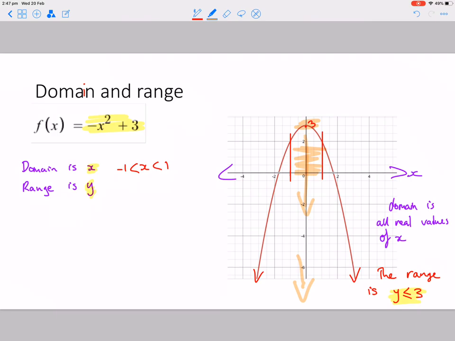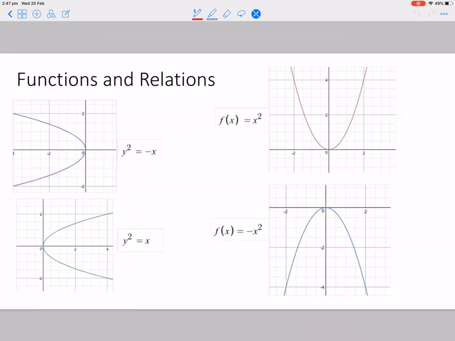Now what I wrote in purple and red down here, that is natural domain and natural range, okay? So whilst you do the exercise, hopefully you'll get a feel of what that means. Okay, let's move on. The main thing is domain is x and range is y, okay?